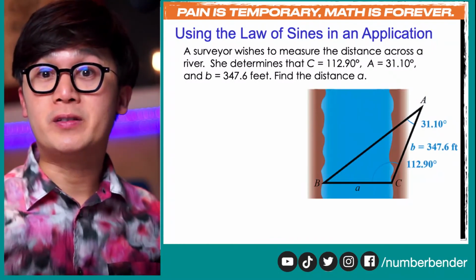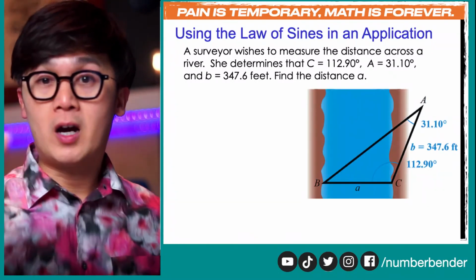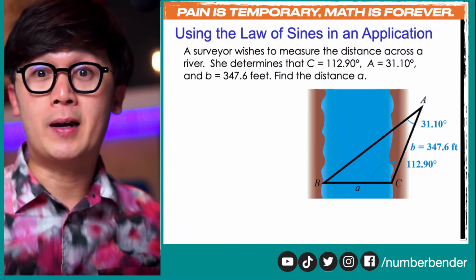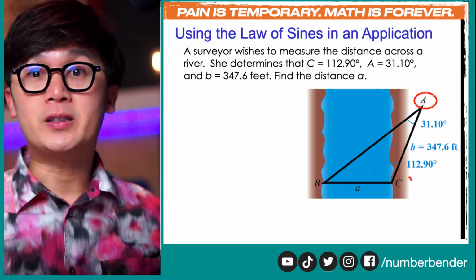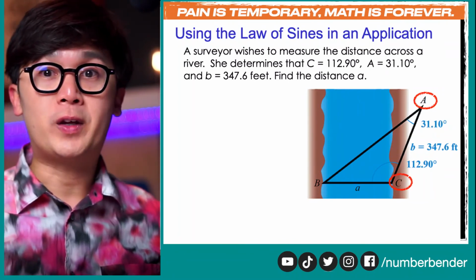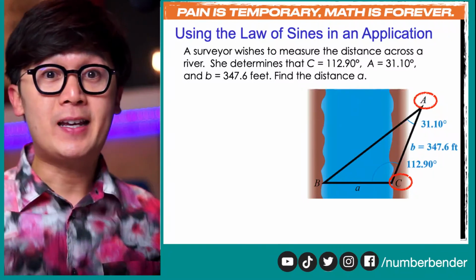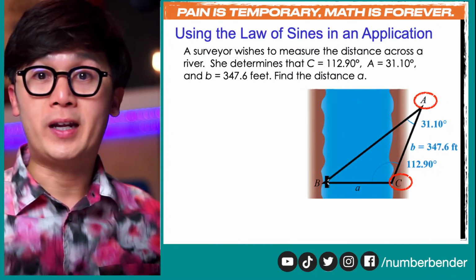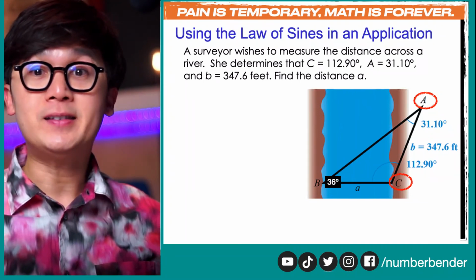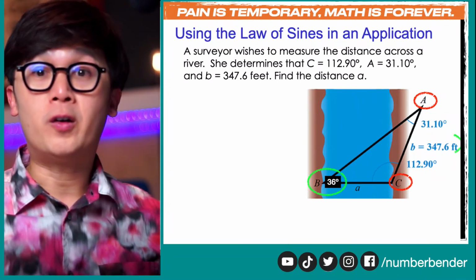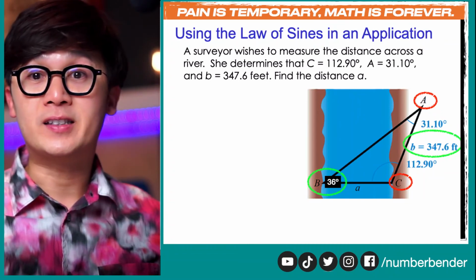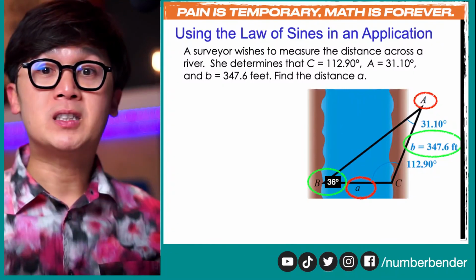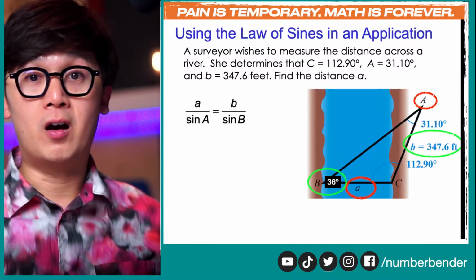So we're able to produce this diagram. We cross the river. The surveyor wants to find the distance between B and C. Using the law of sines, we have A and C as our given angles. If we add them up and subtract from 180, we'll have 36 degrees. And from here, we'll have corresponding parts of angle and side. Our angle A, which is given, can help us find side a using the law of sines.